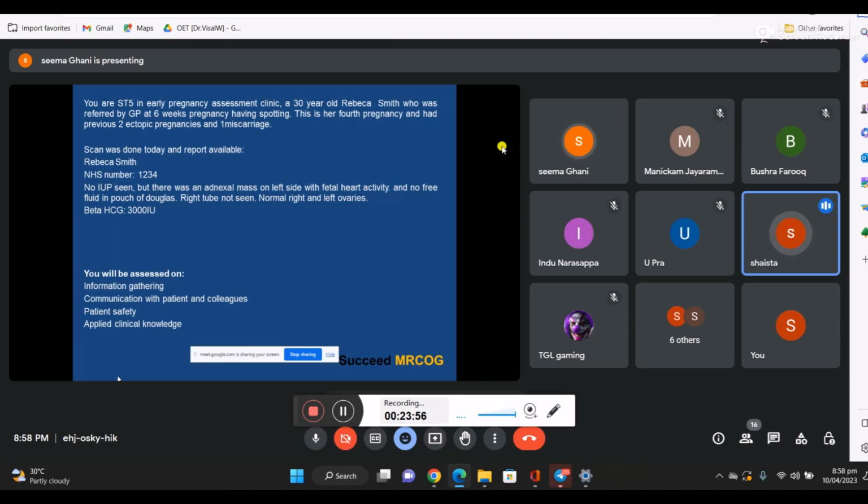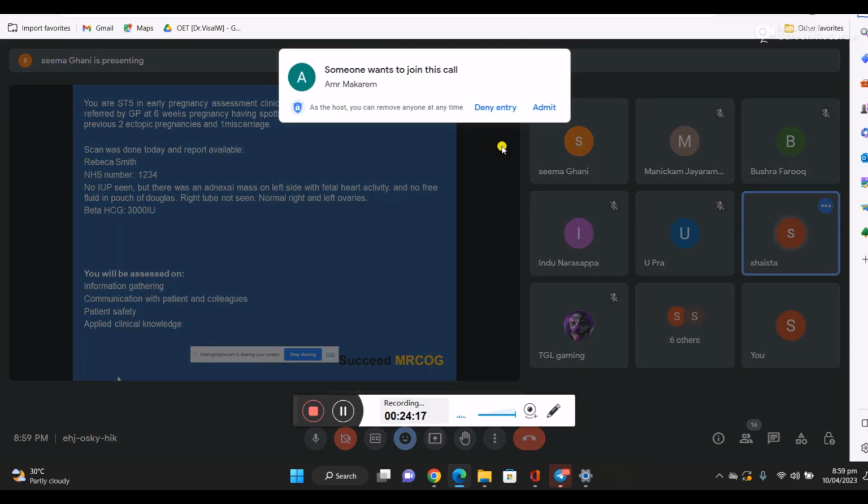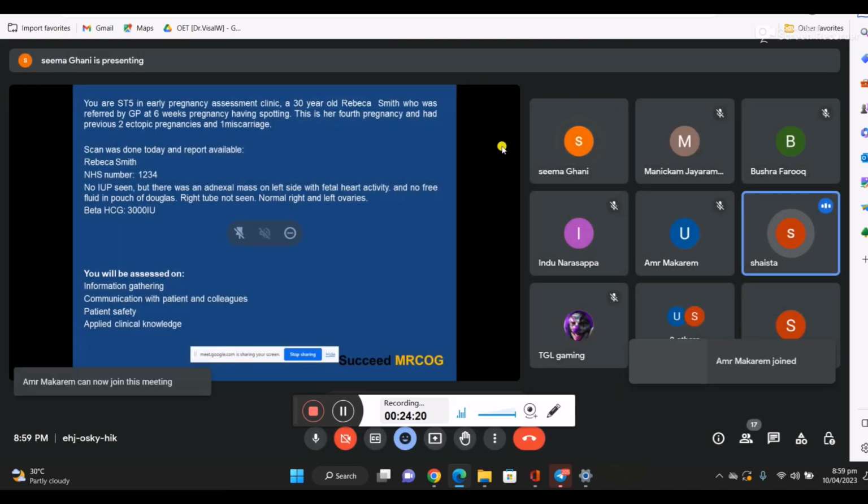Wait and watch policy is only suitable for patients who have no symptoms, and where the beta hCG, the pregnancy hormone, is very low and nothing is visible on the scan. The second option, medical treatment, is also not suitable in your case because the heartbeat is visible. So the option which is left is surgical treatment. Are you with me so far?